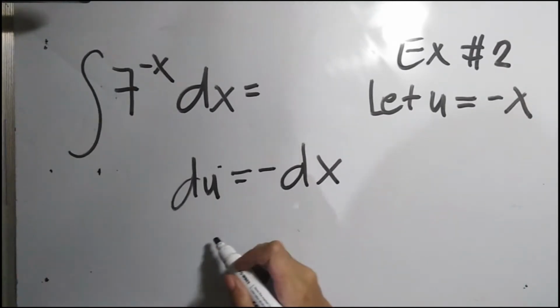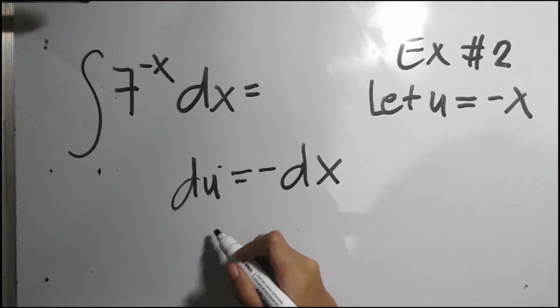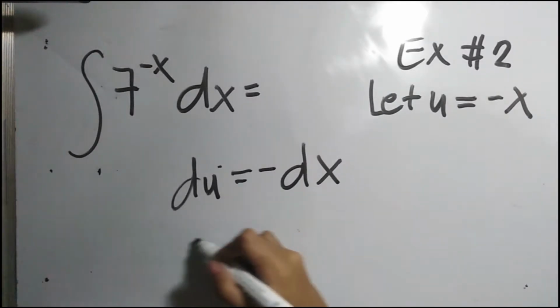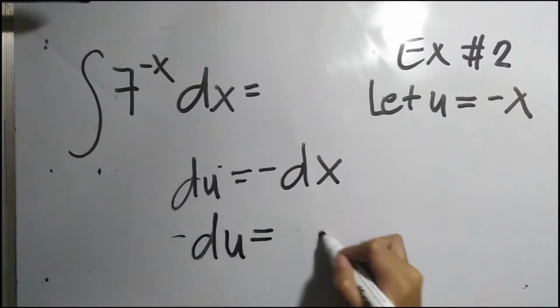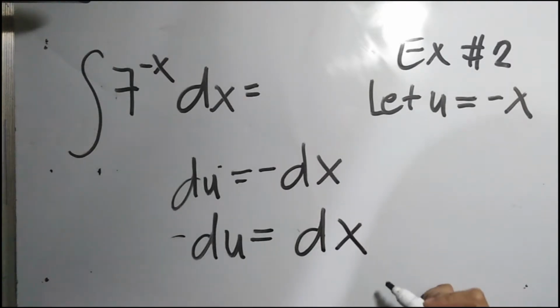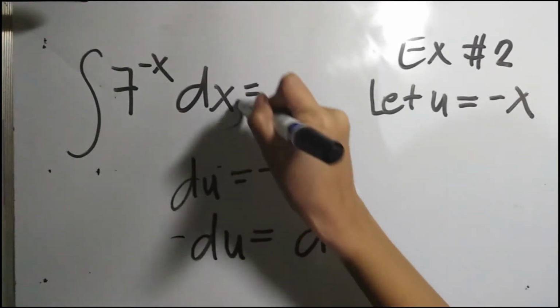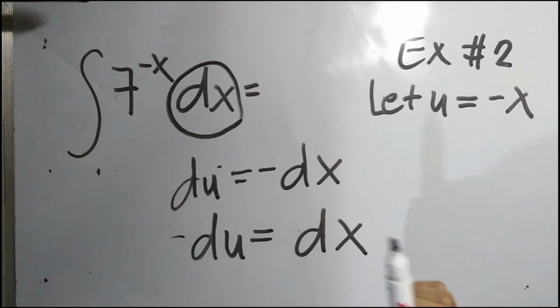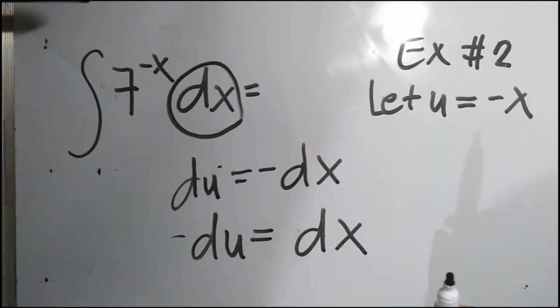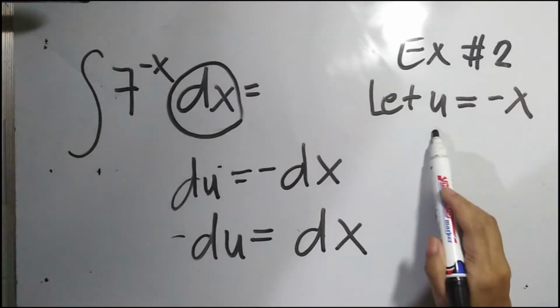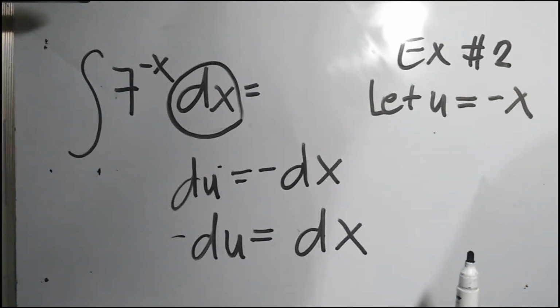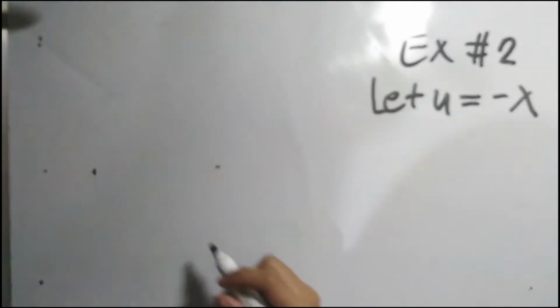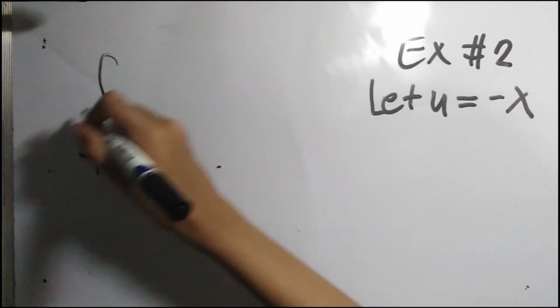So in order for us to make a substitution, we need to get rid of the negative in the dx. Now we can make a substitution, and we will replace this dx with negative du, and the negative x will be replaced by u. So this is now the new example.